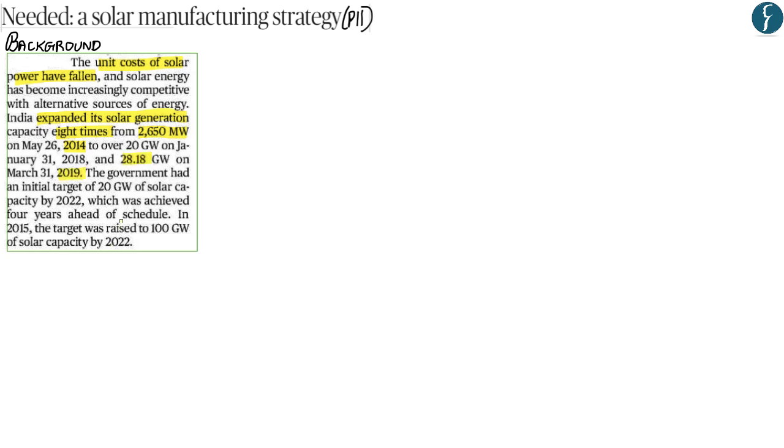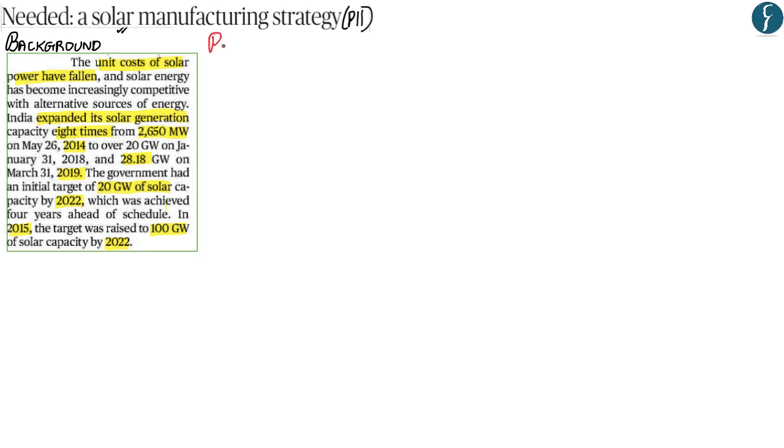Apart from this, one of the initial objectives that was set up by the Government of India was a target of 20 gigawatts of solar capacity by 2022. However, this target of achieving 20 gigawatts of solar capacity has already been achieved by India, whereby in 2015 the target was changed to include 100 gigawatts of solar capacity by 2022. Now, it is within that context that the author is saying that because of the rising importance of solar power within India, India needs to have a solar manufacturing strategy.